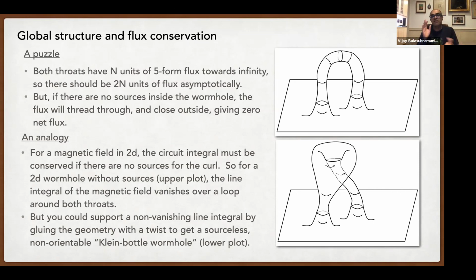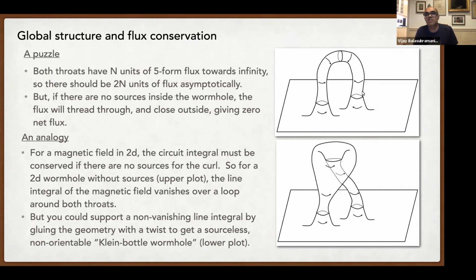So it's useful to think about this using an analogy. Suppose you had a magnetic field in two dimensions. You know that the circuit integral must be conserved if there are no sources for the curl. So if you had a two-dimensional wormhole like this plot, here's this two-dimensional space, you run a wormhole around here, and let's suppose you ran a magnetic field around it. Then it's pretty clear that the magnetic field would have to go around like that, and by continuity come around pointing the other way. So if I had a circuit integral around both of the bases of this wormhole, clearly the answer would be zero.